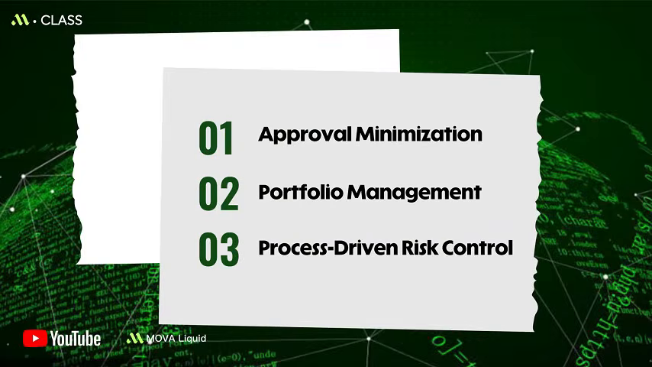First, approval minimization and permission revocation. When interacting with dApps, grant only the permissions and limits you absolutely need, and periodically revoke high-risk approvals to avoid long-term exposure.